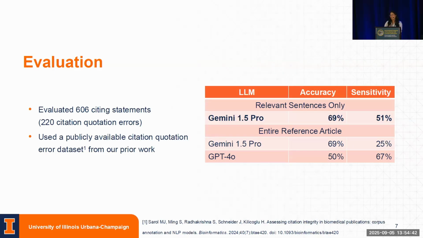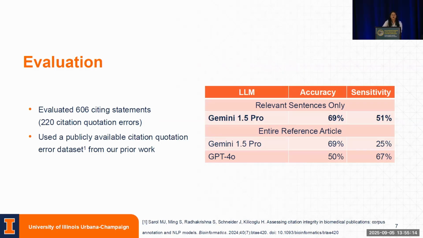Whereas if we use the entire reference article, then we only get a quarter of these errors using the same Gemini Pro. And when we tested it with GPT-4o with the entire reference article, it kind of flip-flops. The accuracy is 50%. So it's kind of like it makes a random decision whether it's accurate or not. However, it does get 2/3 of the errors.